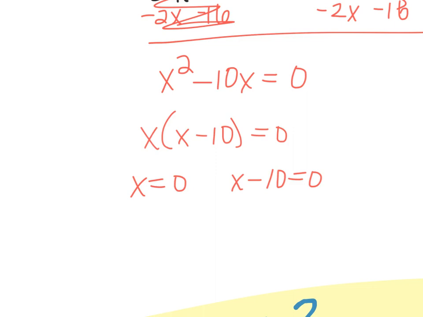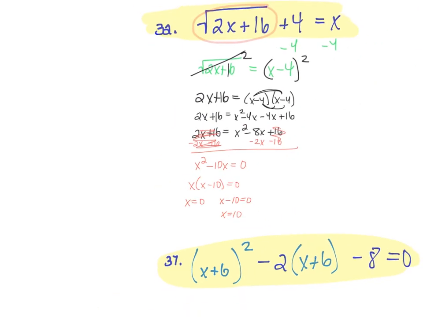Do I have anything else to simplify? Nope. On the right-hand side, x minus 10 equals 0. So what does x really equal? Positive 10. How many solutions did I get? 2. Now, how do I make sure that both of them work? You've got to plug them both back in.